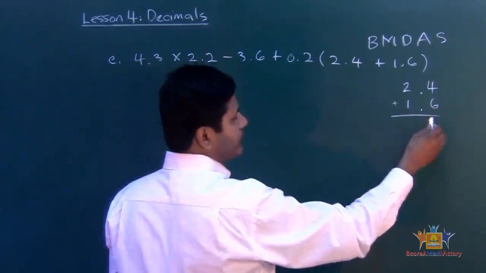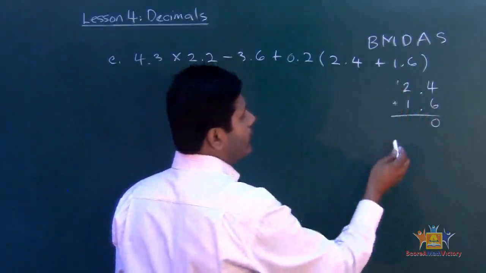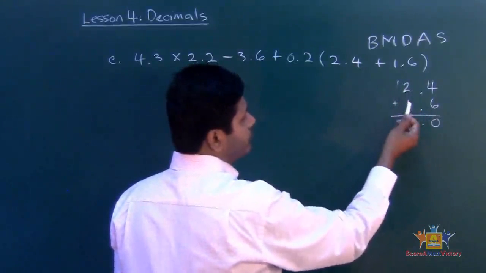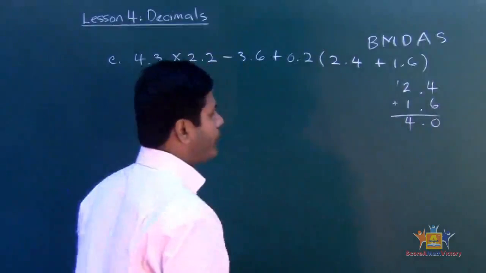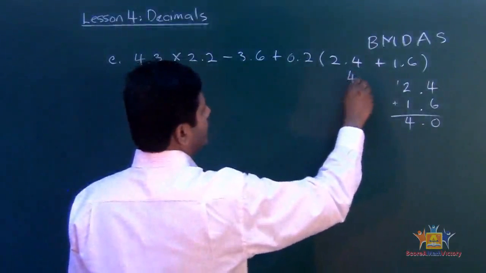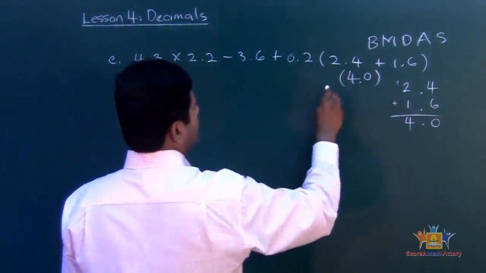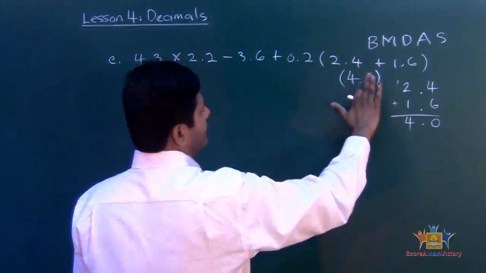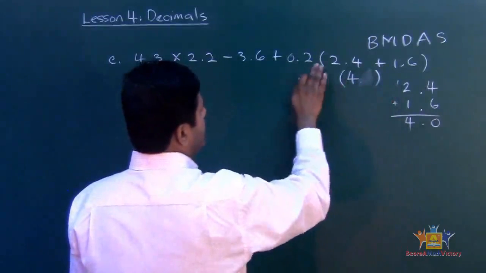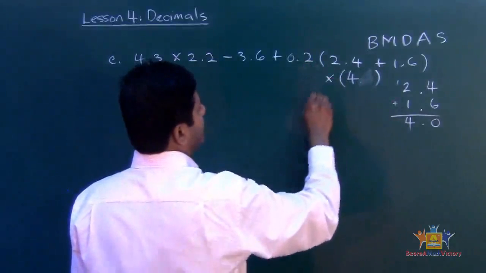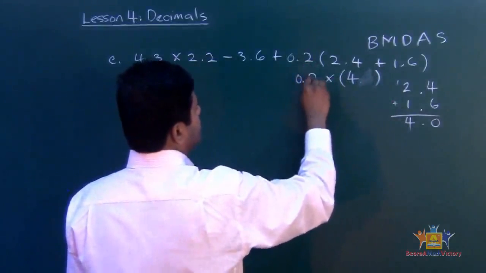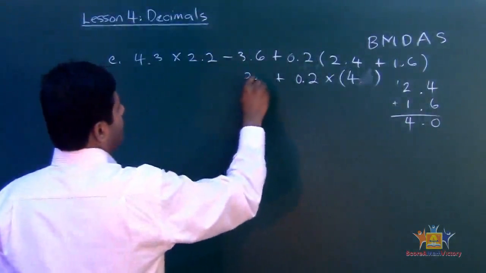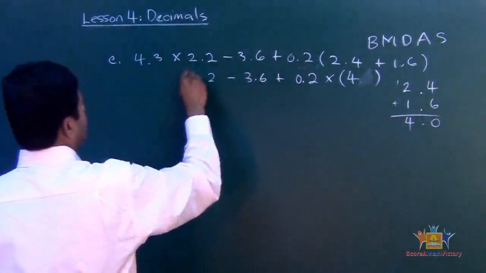So 4 plus 6 is 10, 0, carry 1, then bring the decimal down. 1 plus 2 is 3, plus 1 is 4. So it gives you 4.0. So we're going to put 4.0 right here. Alright? Actually you can just put 4, you can just drop the 0, because no value to it. Now remember this 2 is doing what? Multiplying, alright? So we're just going to put multiply just to make it easier. And then we're going to put plus 3.6 and then we're just going to rewrite everything back.